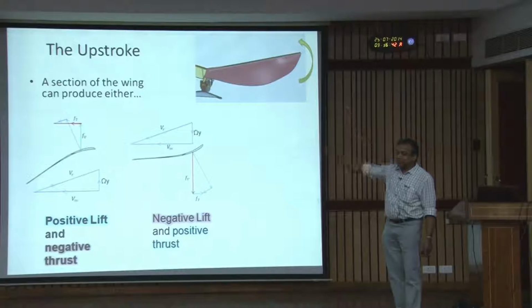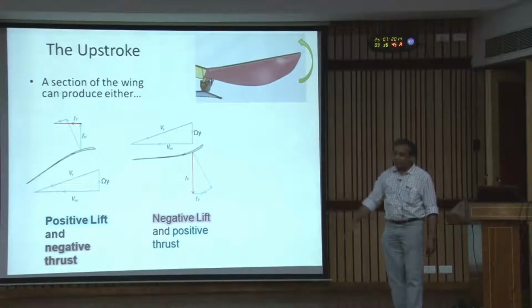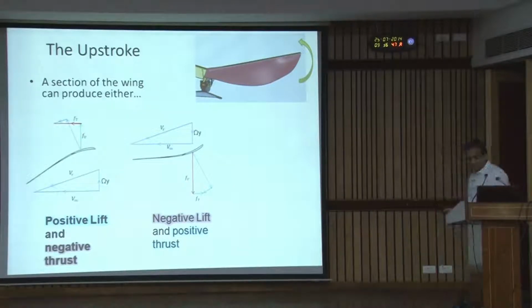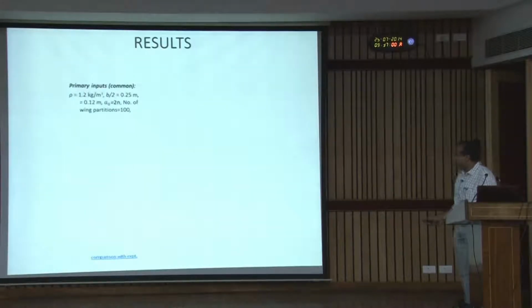Otherwise, the downstroke will produce lift and thrust, and in the upstroke it will go down, or it will not be able to fly. So this is what we implemented, and this is probably the only thing that made this model fly successfully. Otherwise, we probably could not have flown it.